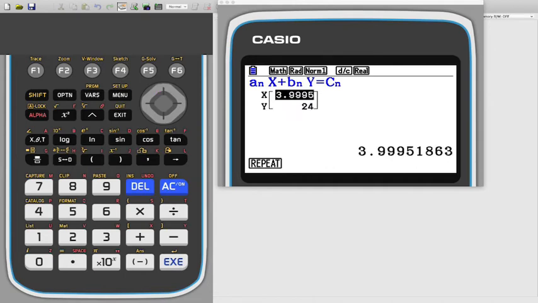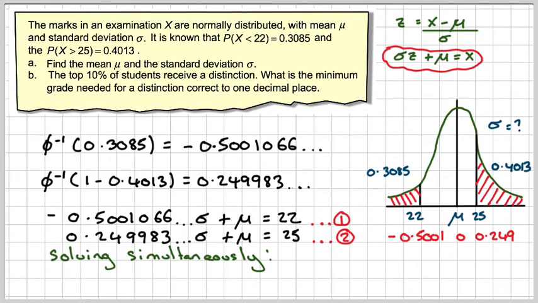So don't forget the first value was the standard deviation, so it'll be 4, and the y value here gives you the mean. Okay, so it's just a way you could do it, or you could just do it manually if you wanted to. So mu will be equal to 24 and sigma will be equal to 4 using our equation solver.